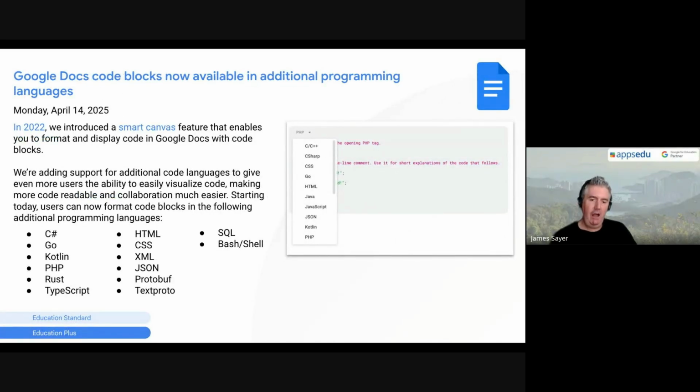Okay, so we talked about languages. Now on to programming languages. Inside of Google Docs, you can add code blocks. So if you want to format your coding inside of Google Docs, you can do that. And there's additional language support. They're all listed there, from HTML to CSS and so on. So those are all of the languages which are now supported inside of code blocks in Google Docs.